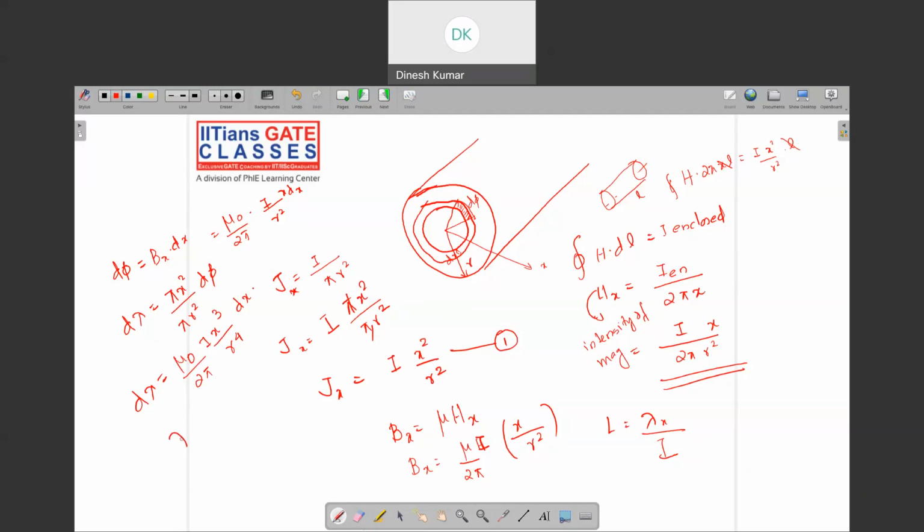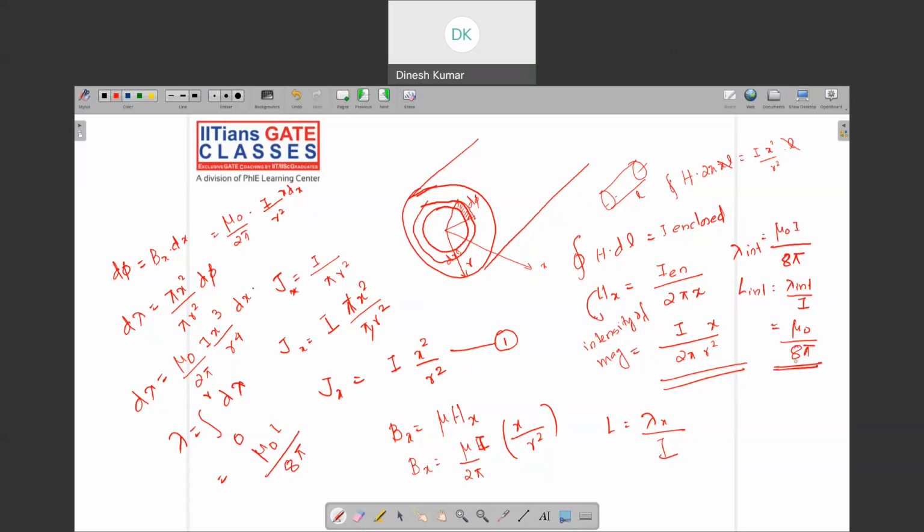Now we can find the total internal flux linkage lambda, for which x goes from 0 to r. That will be the integral from 0 to r of d lambda. If we integrate this particular thing, we get mu 0 I divided by 8 pi. That means lambda internal will be equal to mu 0 I divided by 8 pi. So the inductance internal will be equal to lambda internal divided by I, that is mu 0 divided by 8 pi.